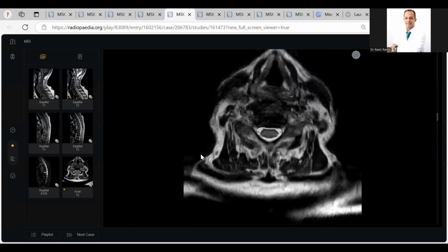Tell me your differential diagnosis. I think multiple abnormalities, sorry, I forgot the age. I think it was a young patient, 17 years. Multiple abnormalities involving the vertebral bodies. What's your differential? Metastatic disease. In which type of patient, metastasis, and why?